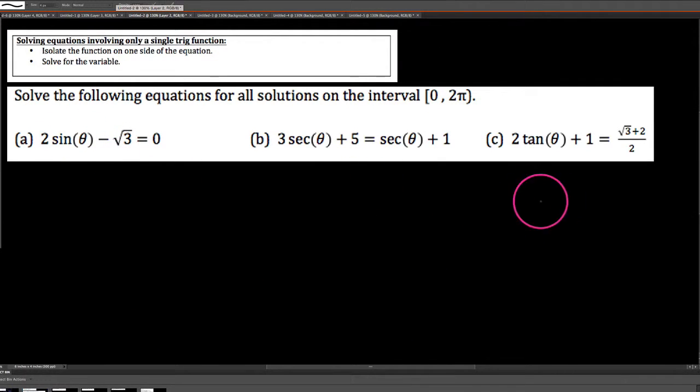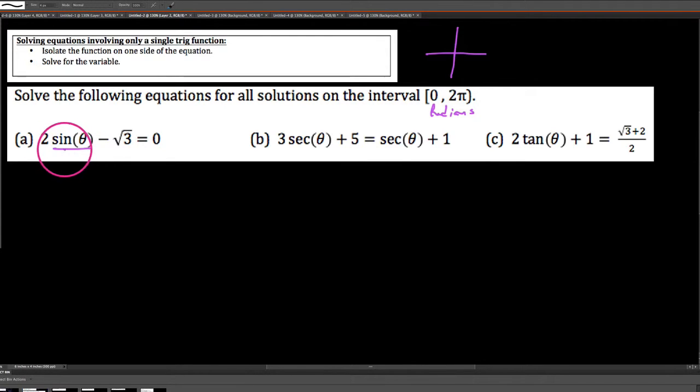So taking a look at these three examples, this is really all they are here, just a couple of examples I want to run through with you. We say solve the following equations for all solutions on the interval from 0 to 2 pi. One thing I want to mention here is we only want the solutions within one full rotation of our unit circle, okay? But also we want this in radians. We want our answers in radians here. So that being said, let's go ahead and take a look at this first equation now.